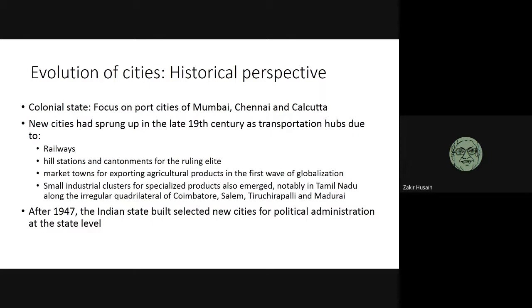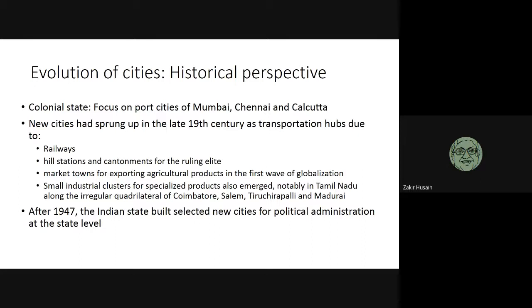Therefore, the emphasis was on the three great port cities: Bombay, Chennai, and Calcutta. It was to these cities, from the hinterland, that commodities were brought, exported, and the imports were landed over here, and then disbursed all over India. From the 19th century, that is after 1800, new cities started springing up.